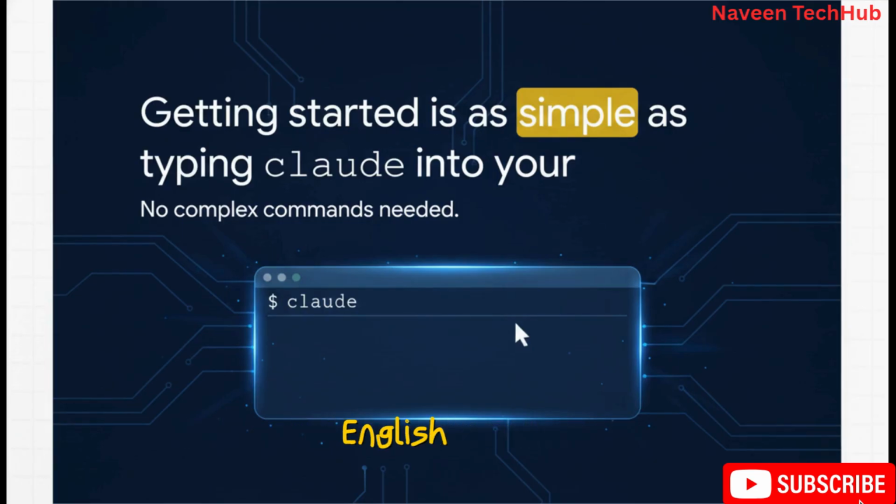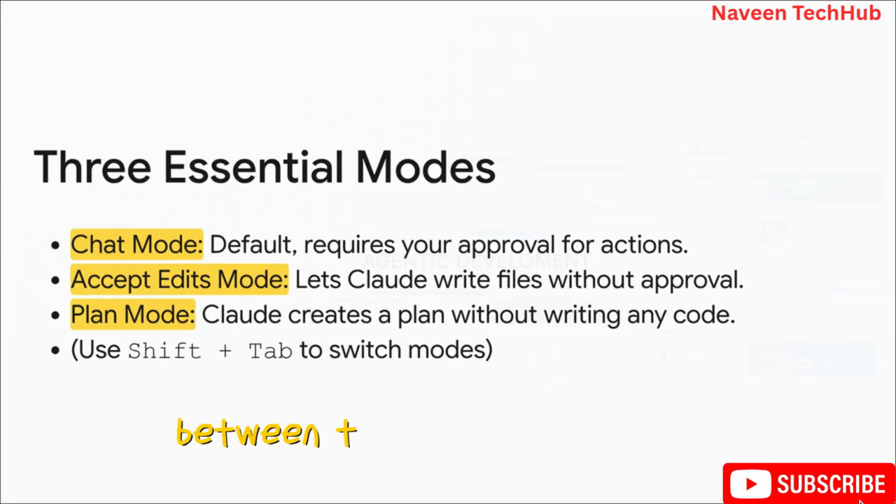Okay, so once you're in, you can switch between 3 key modes just by hitting Shift plus Tab. You'll start out in chat mode, which is awesome for safety because it'll ask for your permission before it actually makes any changes, kind of like having training wheels on. Then, when you're feeling confident and want to move fast, you can switch to Accept Edits. And for any big, complex task, you'll want to start in Plan mode. This lets Claude give you a high-level strategy before a single line of code gets written.